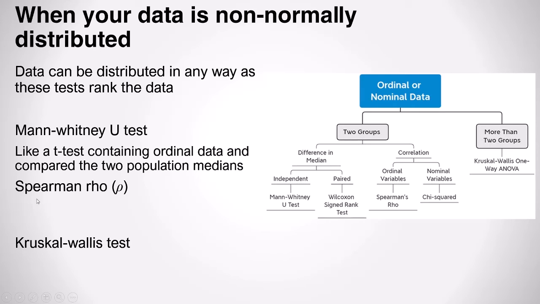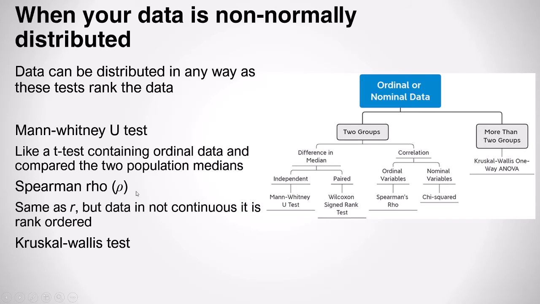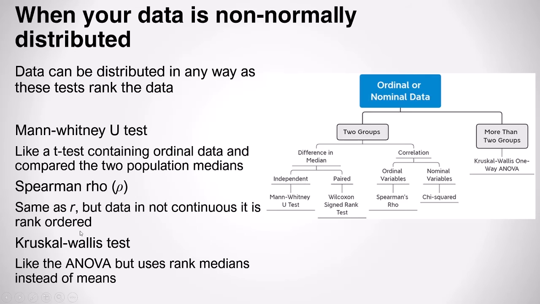Same with Spearman's rho, which is just correlation for non-normally distributed data, or what you call non-parametric data. So it's the same as the Pearson's correlation, but rho is just that symbol there. The data is not continuous, so it's rank ordered, just as we've got above here. And just as you've got your t-test and your ANOVA here, the Kruskal-Wallis test is just an ANOVA, but it uses rank medians.